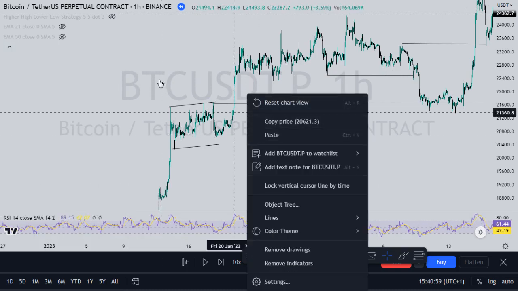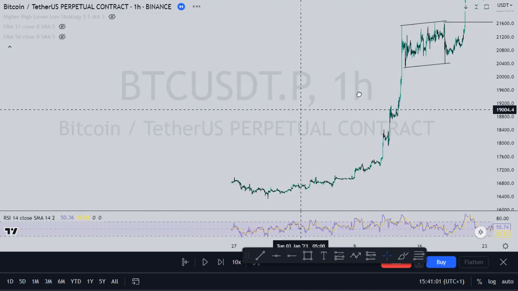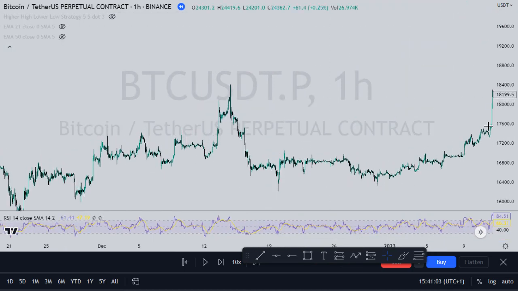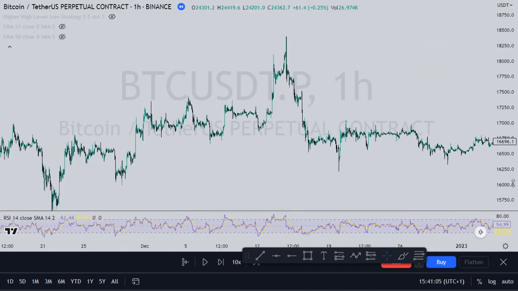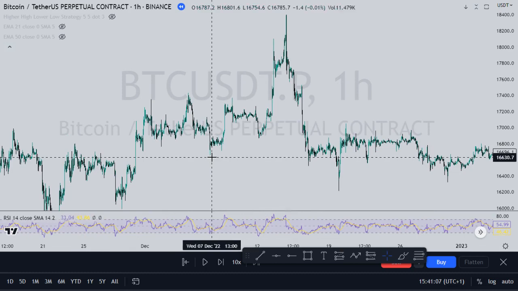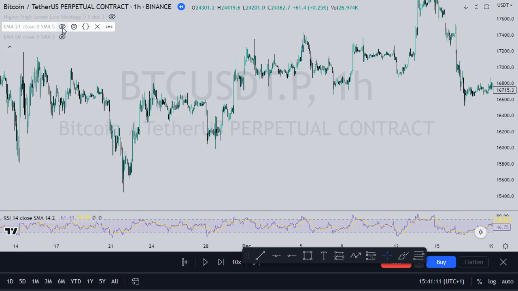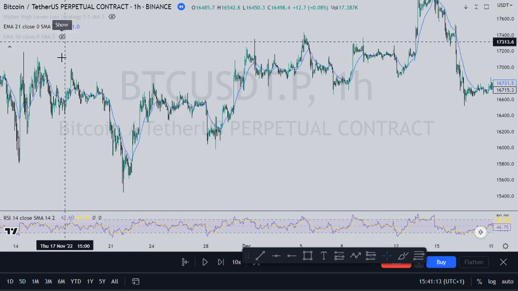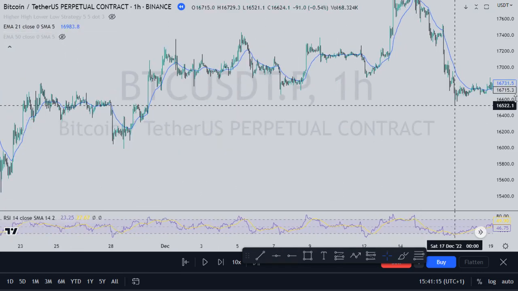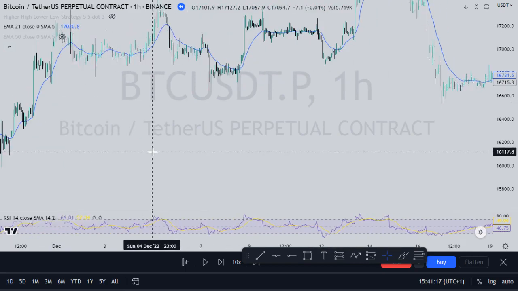So let me clean this. Okay, let me not clean this off. Let me just quickly bring out my moving average too. Remember that a moving average forms a dynamic support and resistance area. So this is my 21-day moving average.